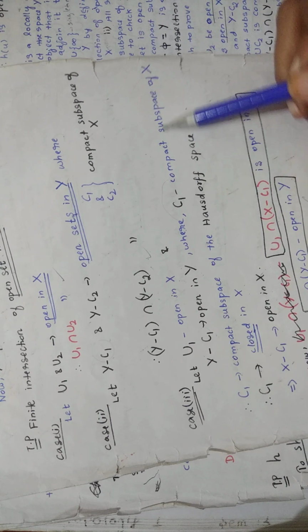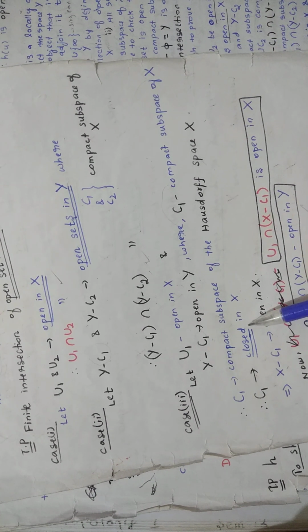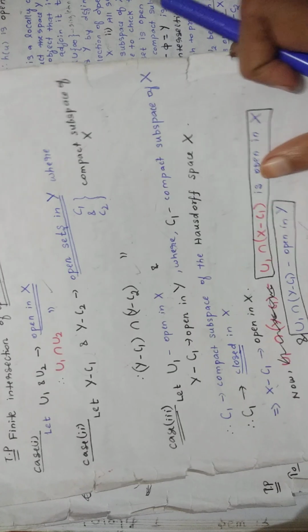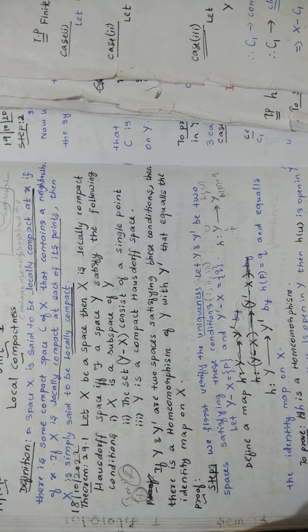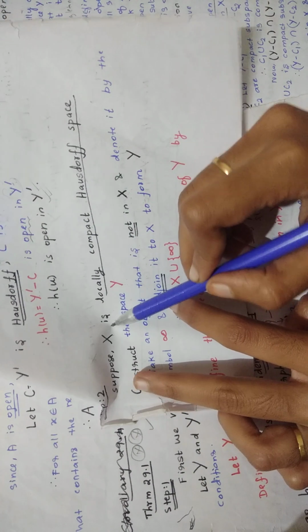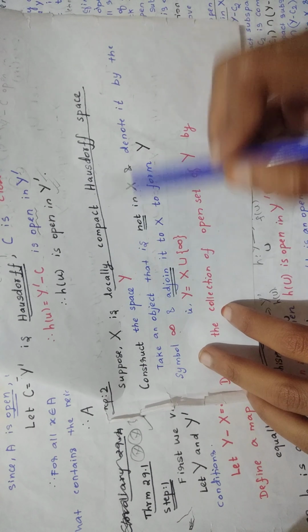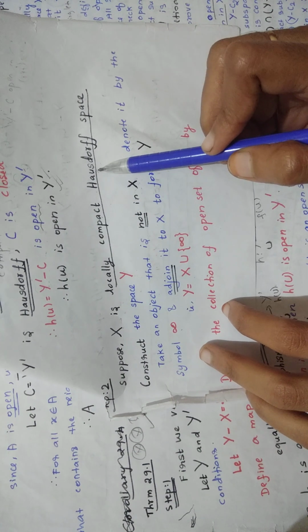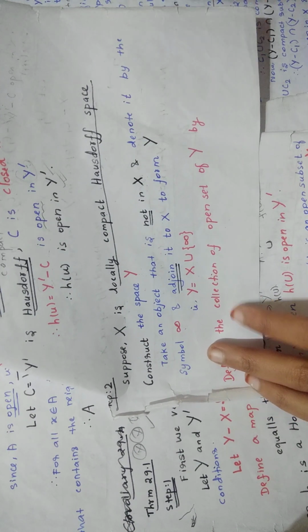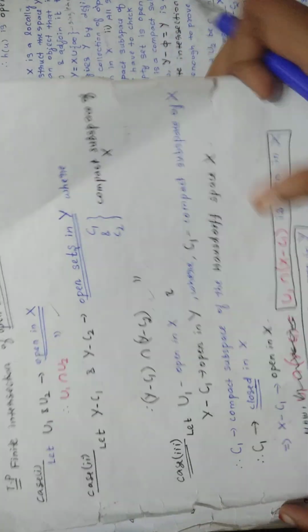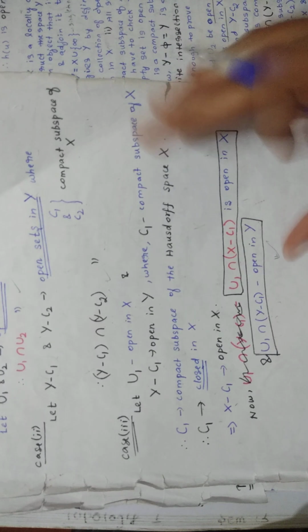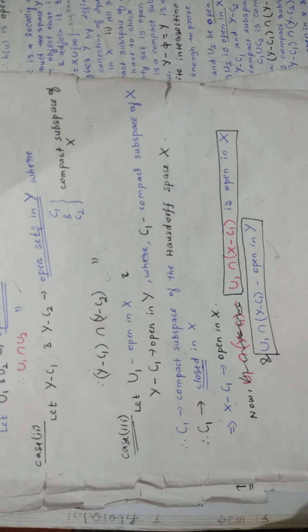C1 is the compact subspace of X, right? X is a Hausdorff space. Sorry, here also you have assumed it. Here you assumed it in step 2 in the beginning. You assumed that X is a locally compact Hausdorff space, right? You are using that here. In this place only you are using that. Before any other steps you didn't use that, right?